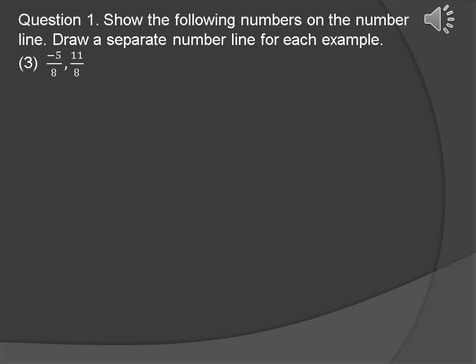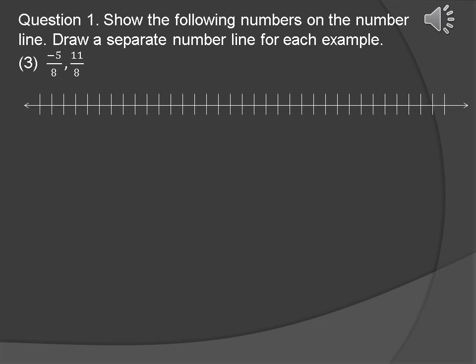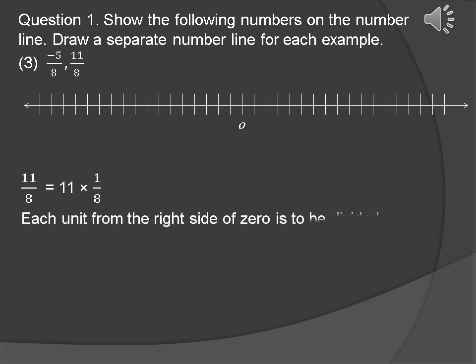Example 3. Show minus 5 by 8 and 11 by 8 on number line. Solution. Here numerator is less than denominator. Let us draw a number line first and show 0 on it. 11 by 8 is equal to 11 multiplied by 1 by 8. Each unit from the right side of 0 is to be divided into 8 equal parts. The 11th point from 0 shows 11 by 8.